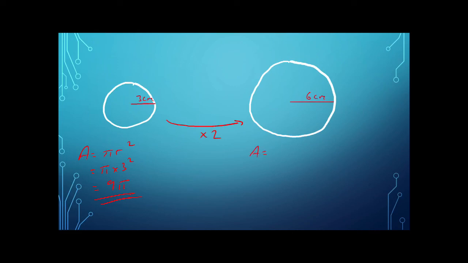Well, let's have a look at this area here, again using pi r squared. Pi times 6 squared, which is 36 pi. Now notice that 9 times 2 squared is 9 times 4, and that is 36. And so we could have predicted the area of the new circle by just multiplying the old area by 4 to give us 36 pi.